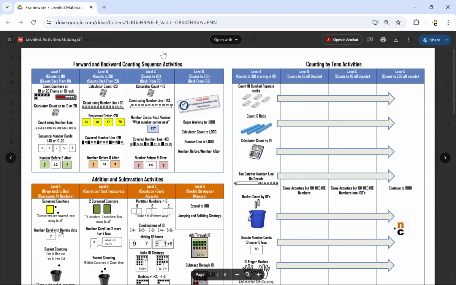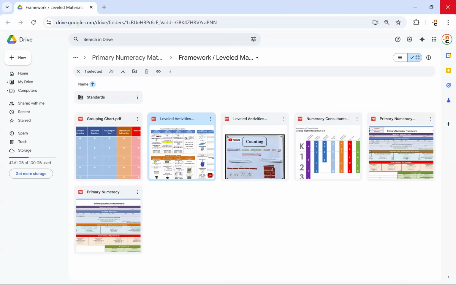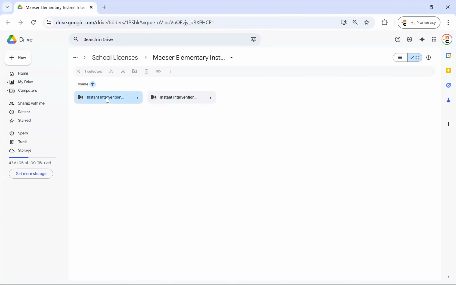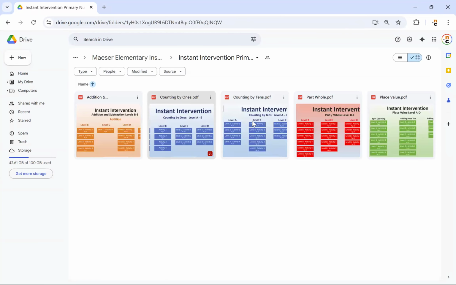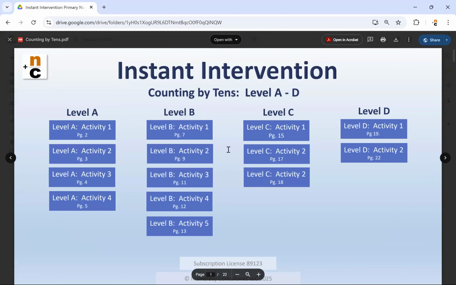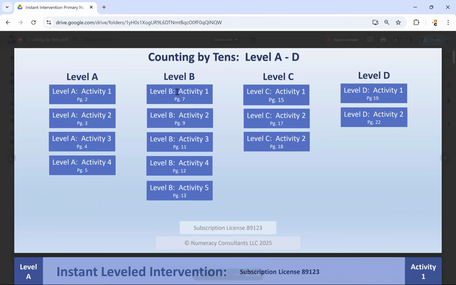So to help this and make this easier for teachers, what we did is we created the instant intervention. All the instant intervention is, it's those leveled activities that were on that activities guide, but now they're prepackaged for you. So all you have to do is find whatever you're working on. So if we're working on counting by tens, you would go into the instant intervention count by tens, and it says, okay, remember, we're working on level B. So there's 5 lessons for level B. So you could say, all right, I'm going to do activity one.